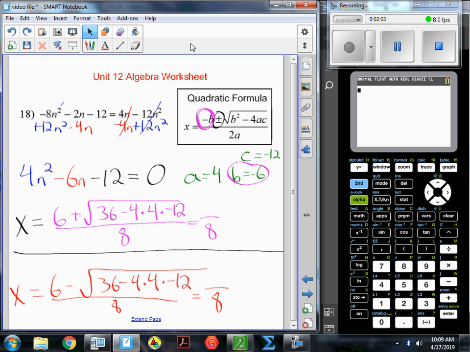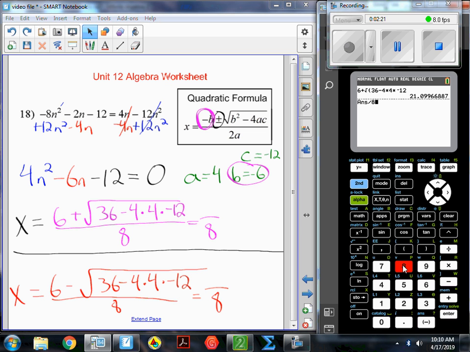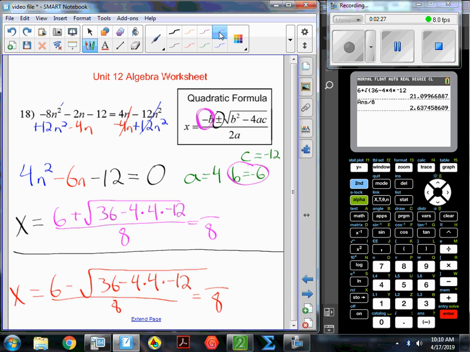And now I'm going to use my calculator. So 6 plus square root of 36 minus 4 times negative 12 is 21.0999, and then I'm going to divide by 8. So I had 21.1 essentially, but I didn't type in the rounded answer. I just used that exact decimal as much as I can. And so divided by 8 is 2.637. So that's one answer.